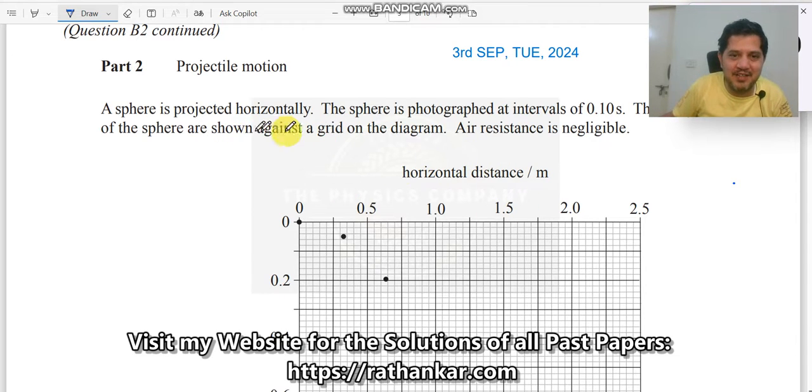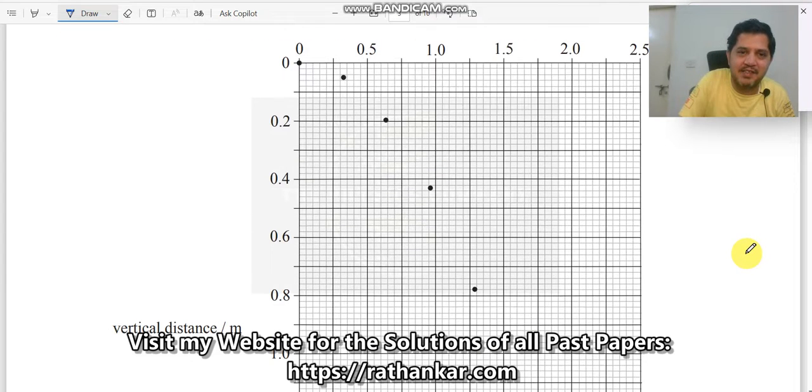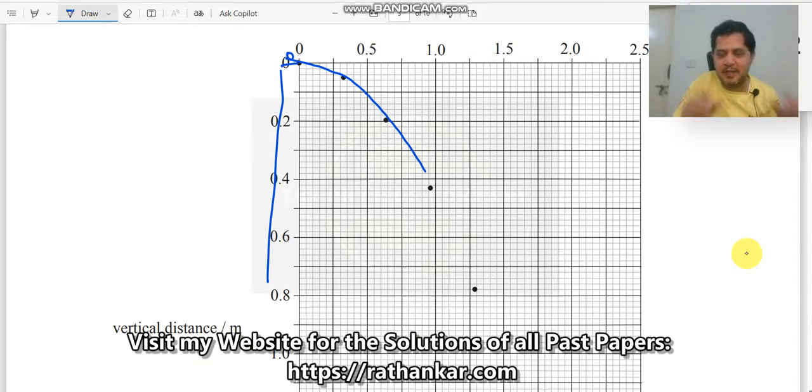A sphere is projected horizontally. The sphere is projected at the intervals of 0.1 second. So what is happening over here is, let me imagine this is a cliff. From here, I am going to project a sphere. So what happens? The sphere now goes like this, right? And I am taking a photo over here.